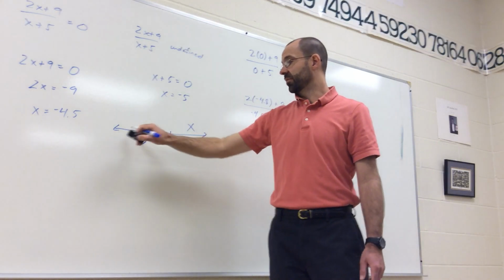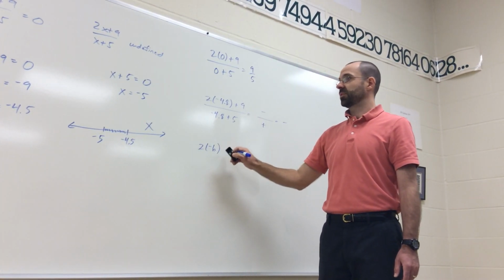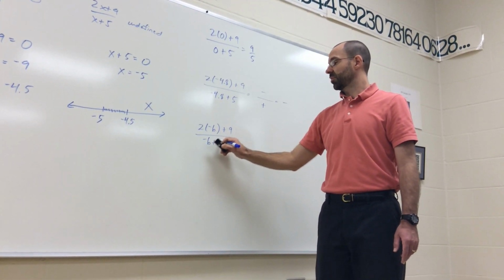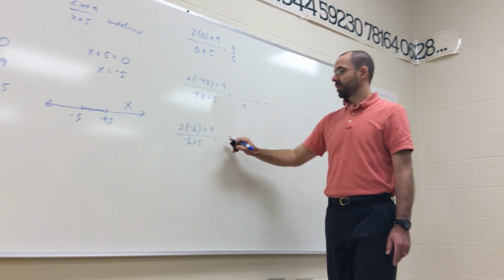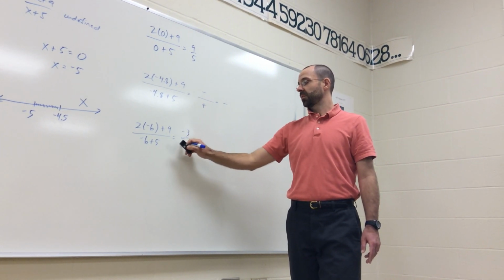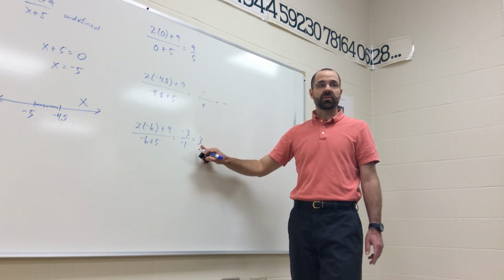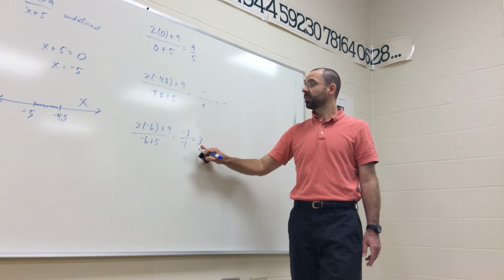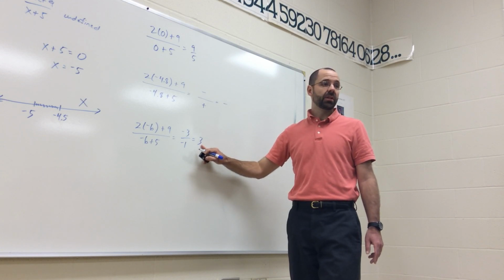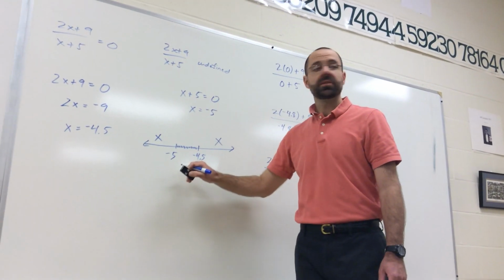Okay, then I'm going to try negative 6 as my representative down there. So 2 times negative 6 plus 9 all over negative 6 plus 5. So that's negative 3 over negative 1, which is positive 3, which isn't less than 0. So that means all the numbers below negative 5 are out.